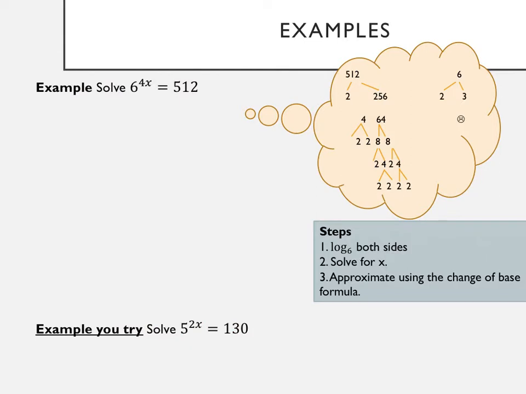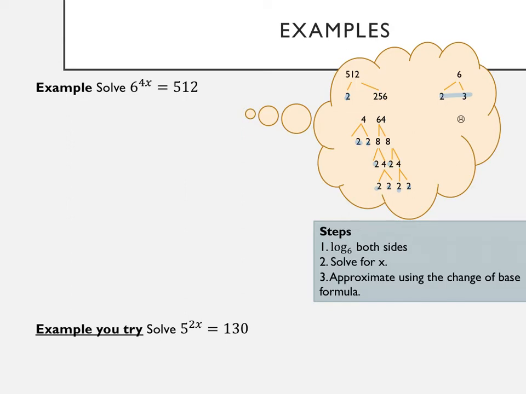If we look at our next type of problem, notice we have 6 to the power 4x equals 512. Well, if we were to do a factor tree for 512, notice that everything breaks into base 2. But if we look at 6, I only have 2 and 3, so there's no way for us to break it down to the same base. So the question becomes, well, what do we do?